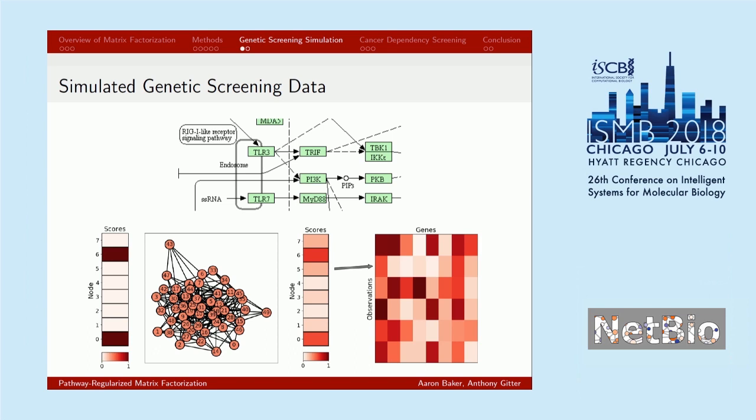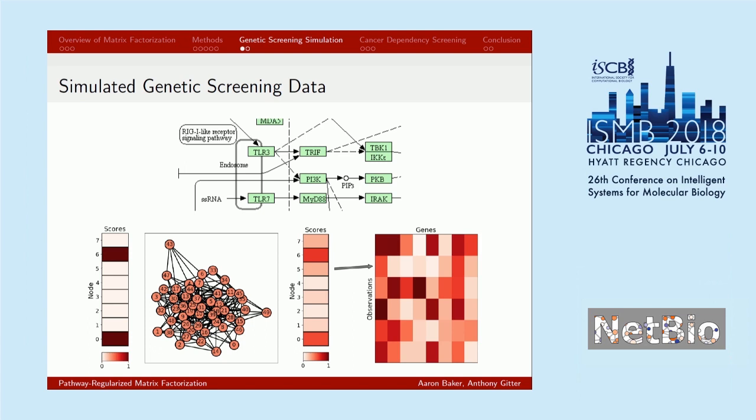So to simulate that, we said that there might be a few pathways responsible for our simulated phenotype. So we sample a few pathways from KEGG. And then from those pathways, we'll sample a few of the pathway members along with some noise and put those members into a binary vector on the left. Then we'll diffuse the scores in that binary vector across a protein interaction network. So we arrive at a smoothed observation vector. That's the vector on the right.